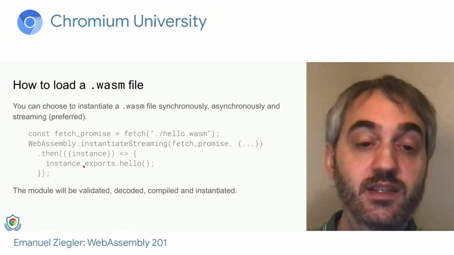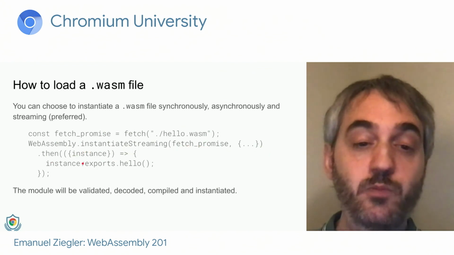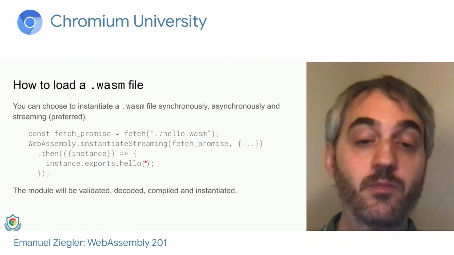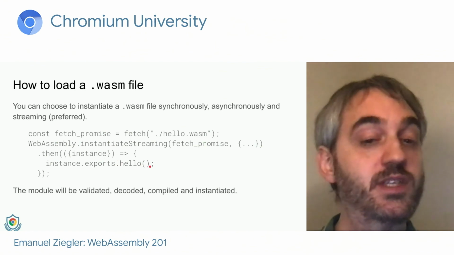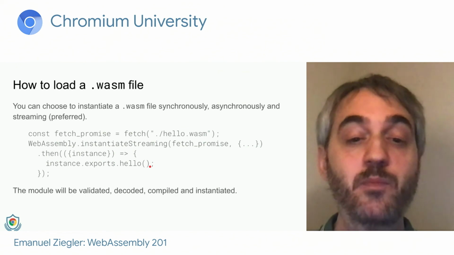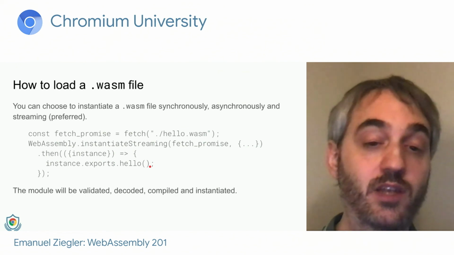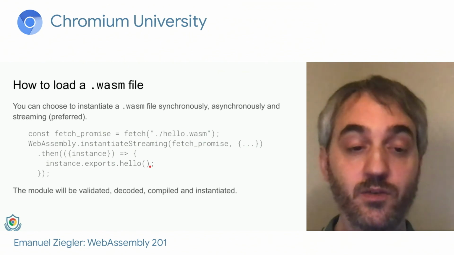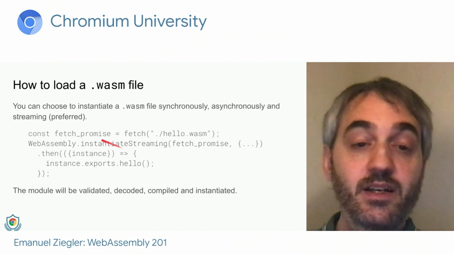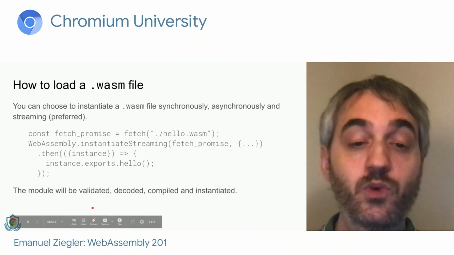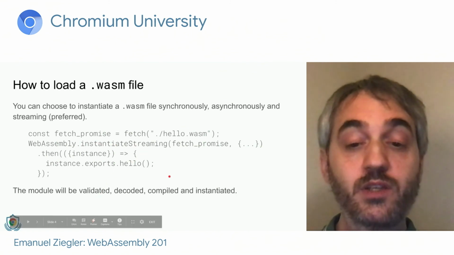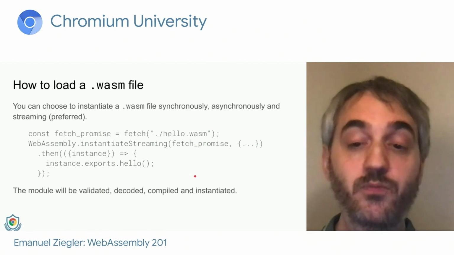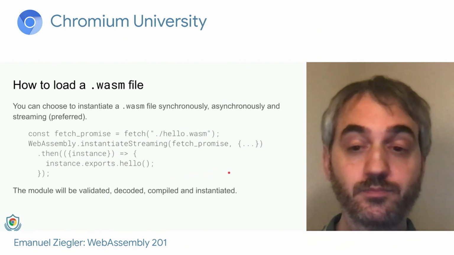The instance in this example has an export, which is under exports, which is a function called hello. We'll see in a bit how we implement that, but you can imagine that you can then do all kinds of things: calling functions, passing parameters, setting data, reading, writing memory, etc. So this instantiate streaming function will validate the module, decode it, compile it, and finally then instantiate it.